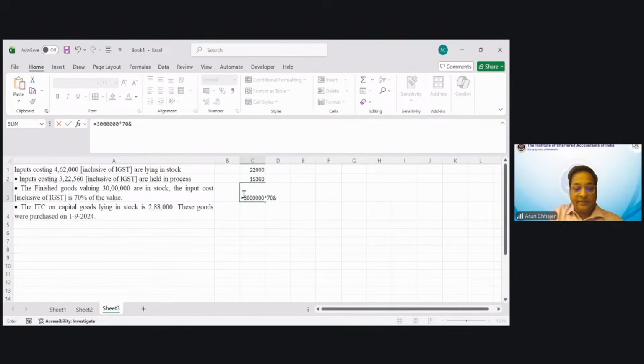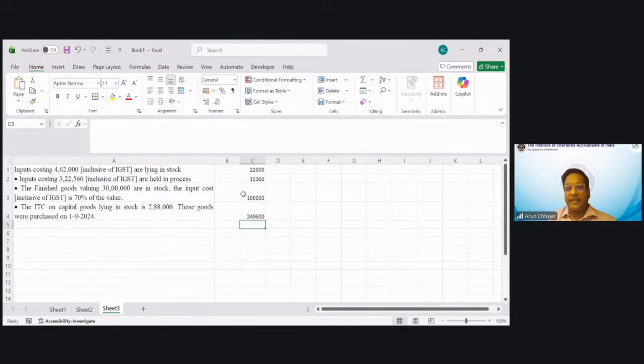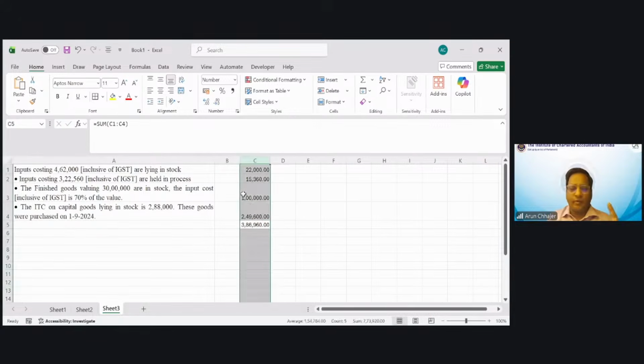into 70%, 21 lakh multiplied by 5 divided by 105. That was 1 lakh. Correct. And what was the third? 2,88,000, because this is the GST ITC itself, divided by 60 months multiplied by 52 months. So 3,86,960. No problem, no problem. That is possible. It is good that we calculated here.